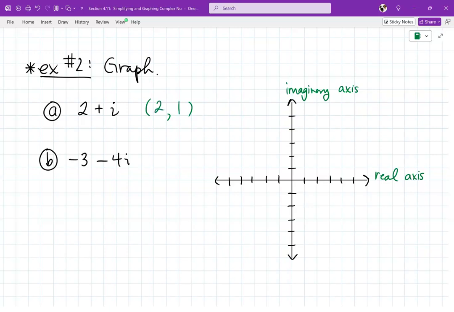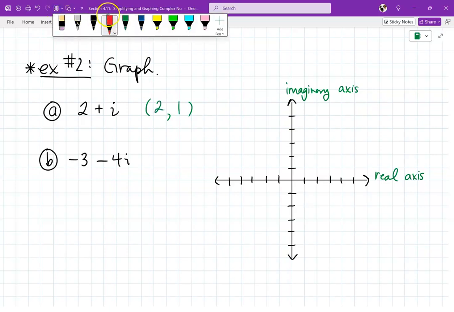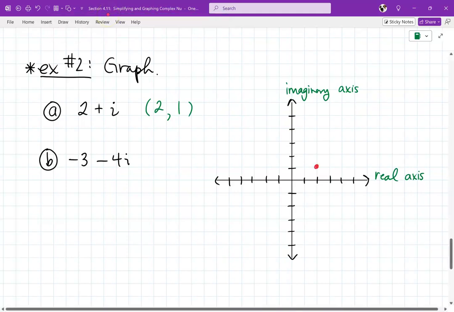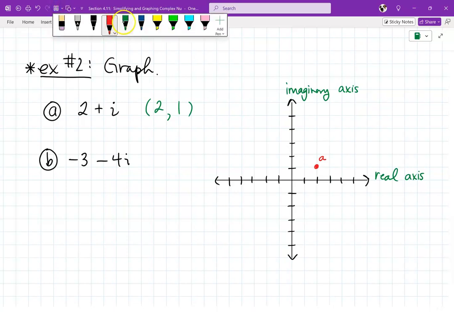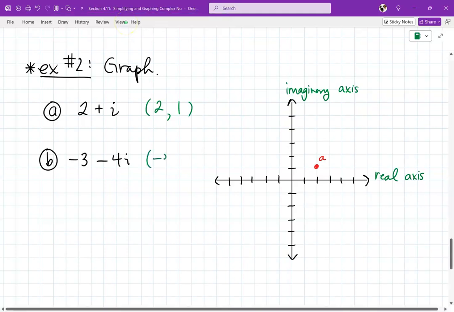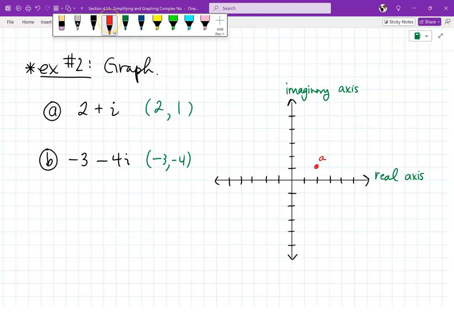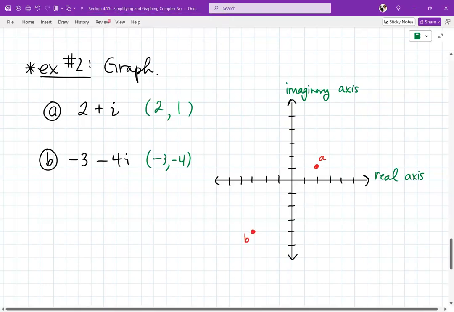So what would be the point representation for 2 plus i? 2, 1, right? So I'm just going to go to 2, 1, and I'm going to put a dot there. So 2, 1 is right here. I'm going to put the A right there because that represents my A example. What's the point representation for B? All right, -3, -4. So I'm going to go to -3, -4. I'm going to put a dot right there. I'll put B, and that's it. That's pretty easy, right? I mean, just rewrite it as a point, graph it. We know how to graph. We've been doing this for years, right? So simple.